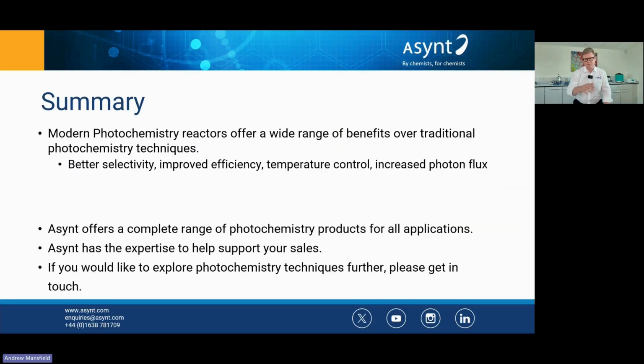So I'm going to stop there for questions. I hope that's been useful, just to give you a brief introduction into some of the background in flow chemistry and how the development of modern photochemistry reactor design and LEDs really gives you that efficiency. So efficiency for better selectivity, improved radiation, better temperature control, increased photon flux, but also some of those safety aspects as well. So as you can see, we've got a whole range of products for any application.